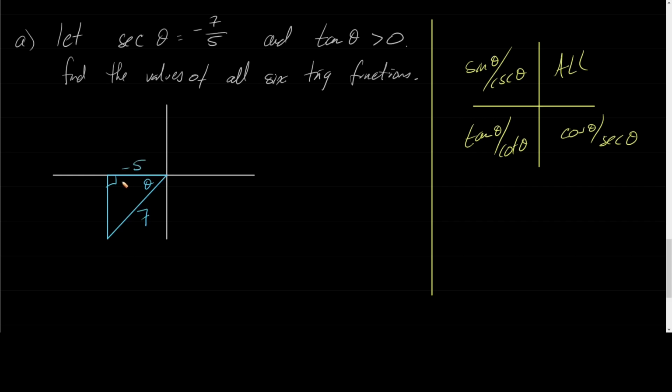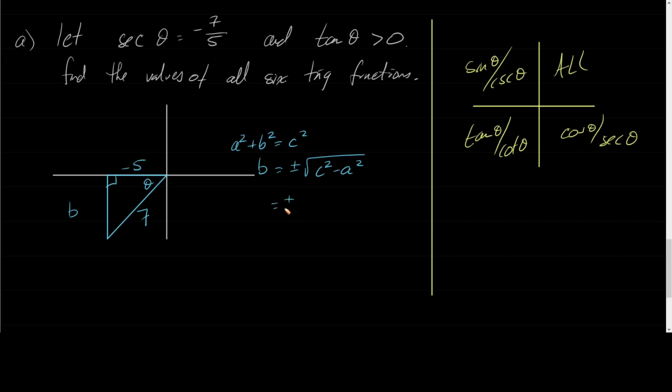Now that I've got that, I can use the Pythagorean theorem to figure out this other side. If I call this side b, I know that a squared plus b squared equals c squared, so b is equal to plus or minus the square root of c squared minus a squared. I move a squared to the other side and take the square root of both sides. That's how I get this plus or minus.